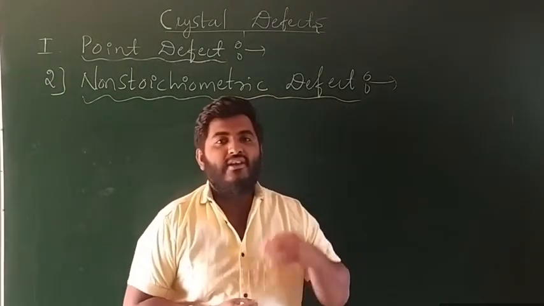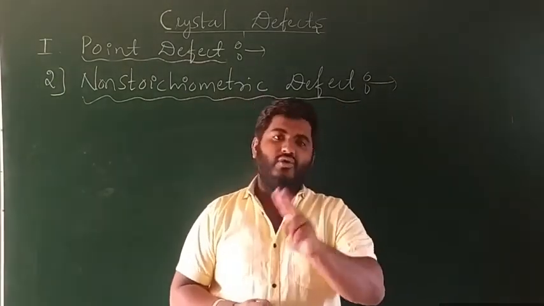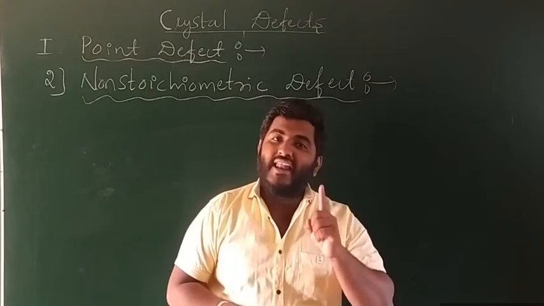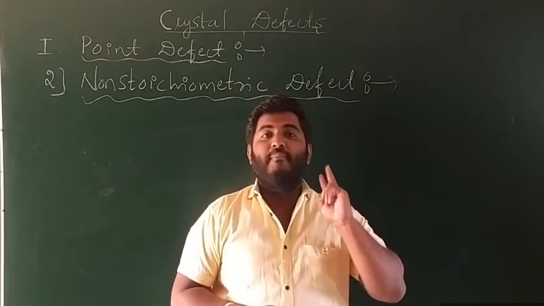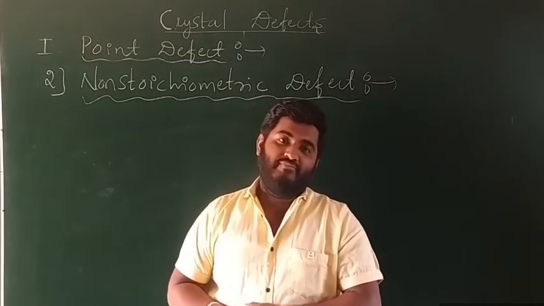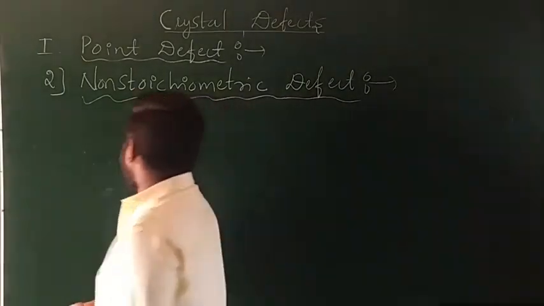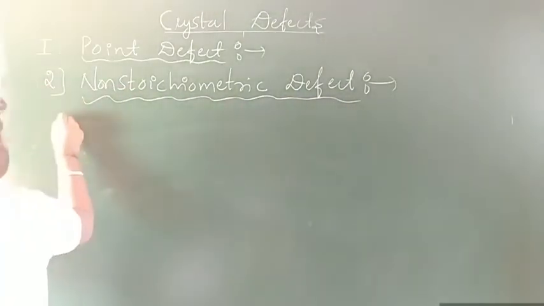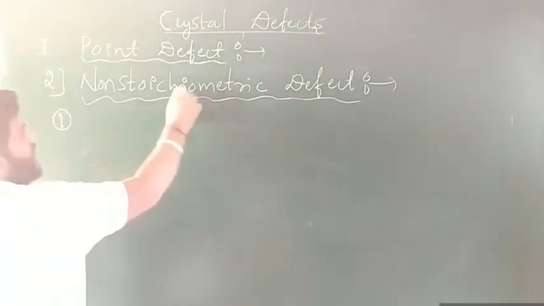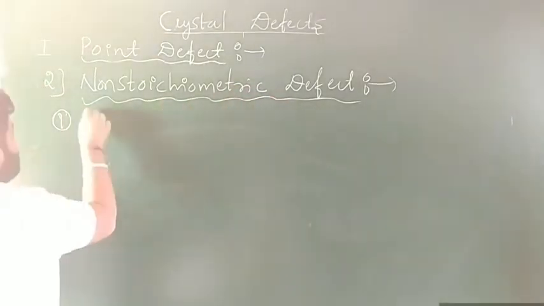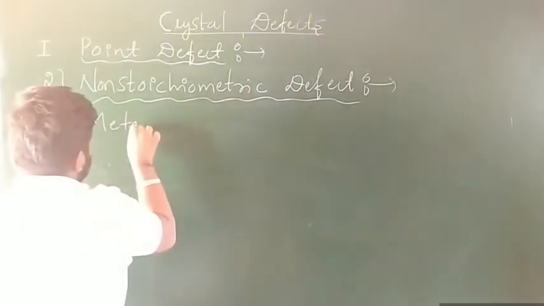Again, I told you in non-stoichiometric defect there are 2 types. One is metal excess defect, another one is metal deficiency defect. Okay, starting from metal excess defect. In non-stoichiometric defect, the first classification is metal excess defect.